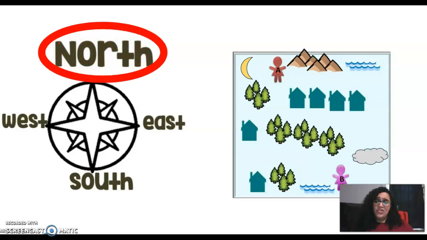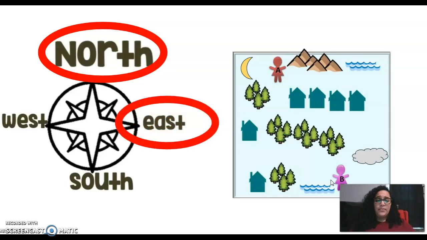You're right. It's north. Girl B is down here, and the mountains are above her, so they are north of her, or north to her. Next question. We're still talking about girl B. Where is the gray cloud to girl B? Yep, girl B is down here, and east to her is the gray cloud.